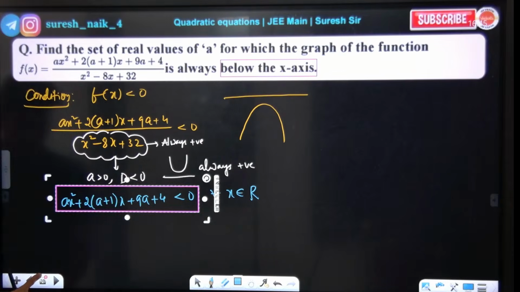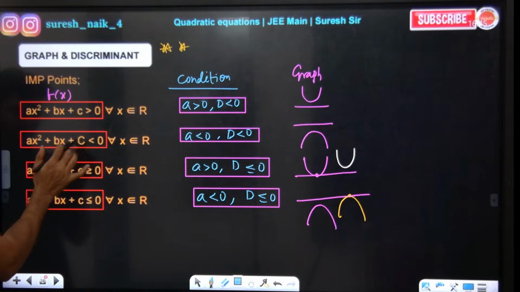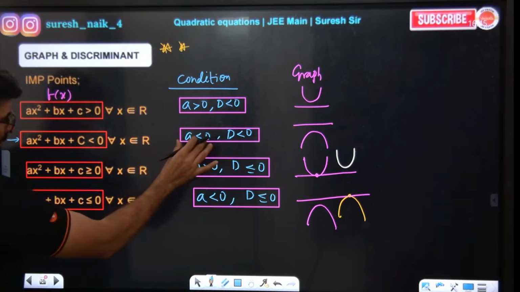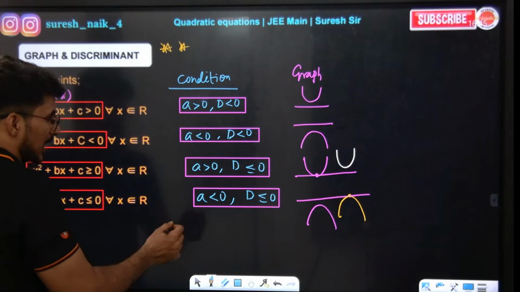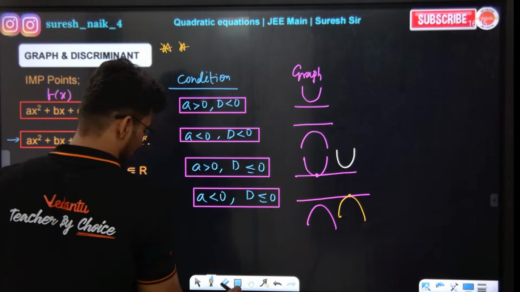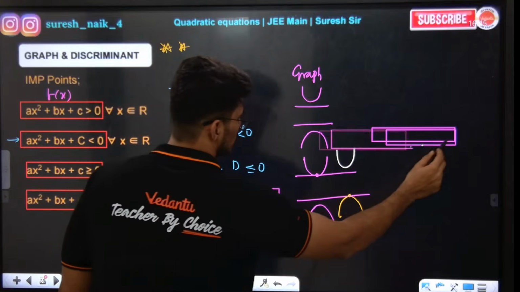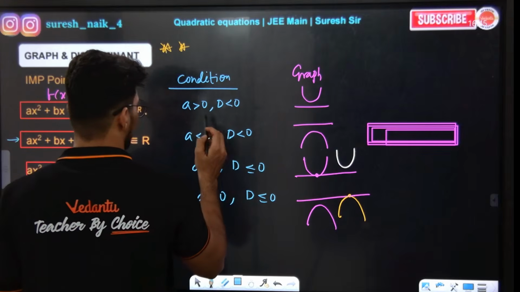Now what should we do? Sir, f of x is less than 0. F of x less than 0 means we apply the condition A less than 0, D less than 0. You need to take the conditions all together, the intersection of all these conditions. Just one minute, I want to tell you one point. You need to take the intersection of all these conditions.